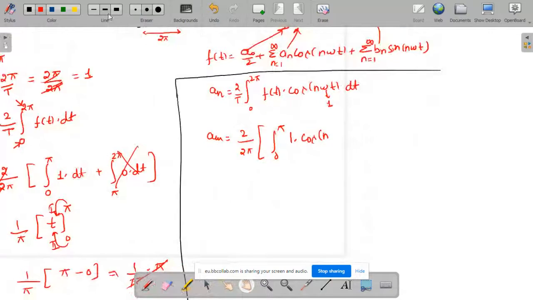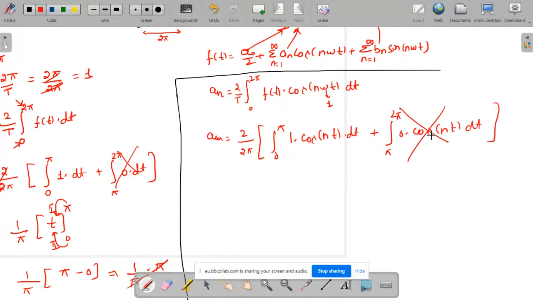Okay, so this is cos n omega t dt, plus from pi to 2 pi the signal f(t) is 0, and this is cos nt dt, and this part is 0 because 0 multiplied by anything is 0, and integration of 0 is 0, and this 2 is canceled out. So an is what? 1 divided by pi, integration from 0 to pi of cos nt dt.